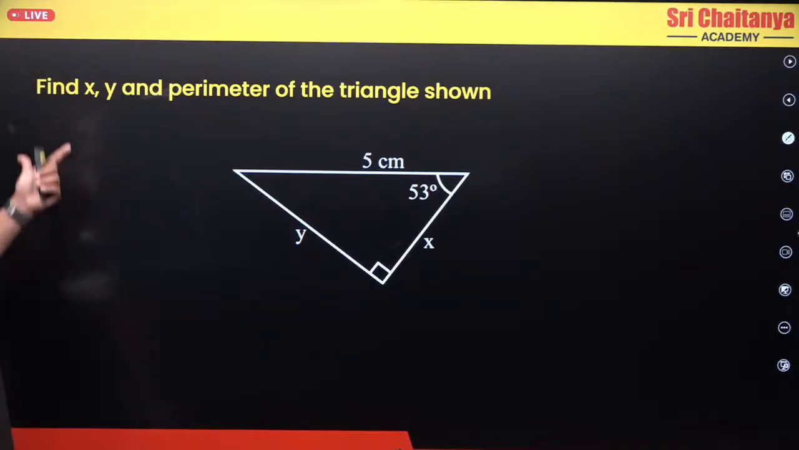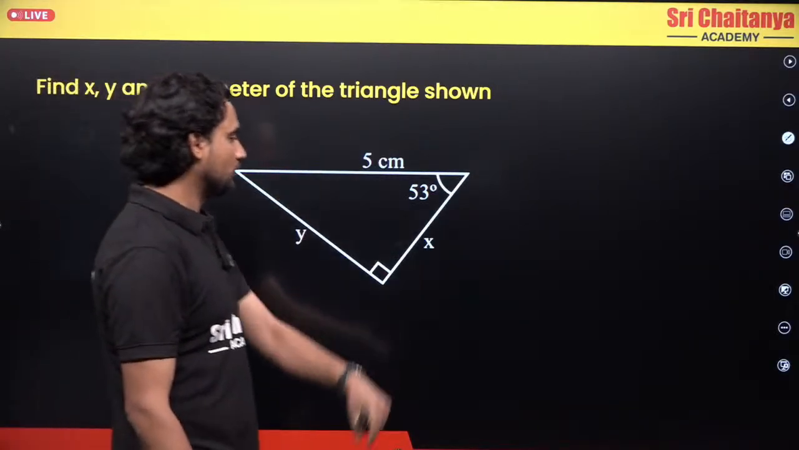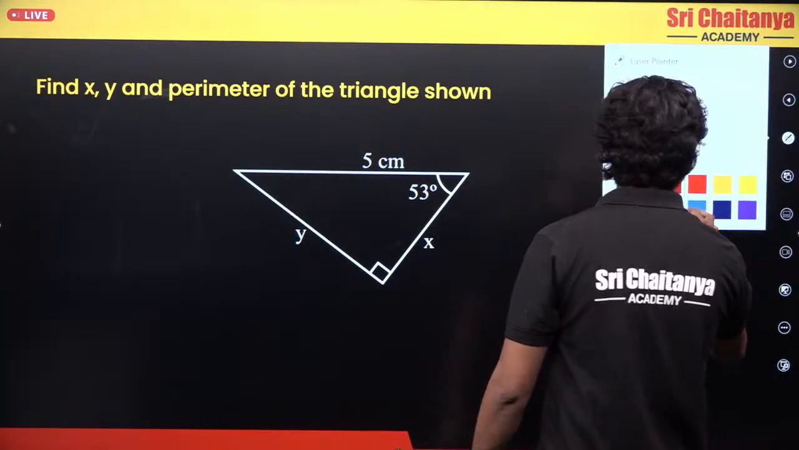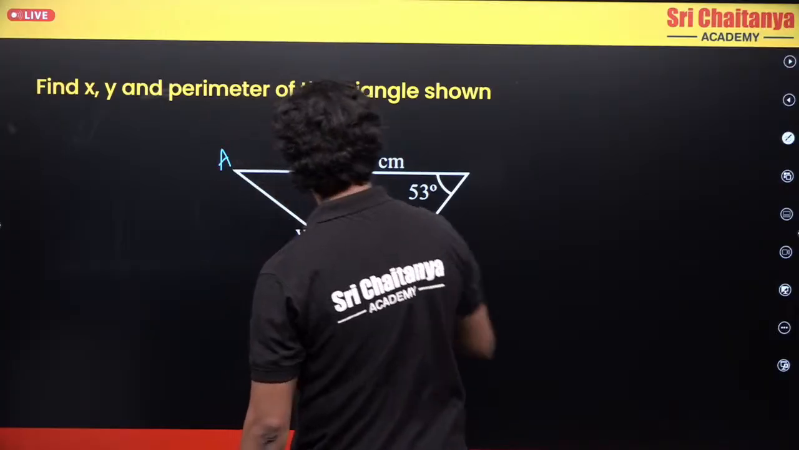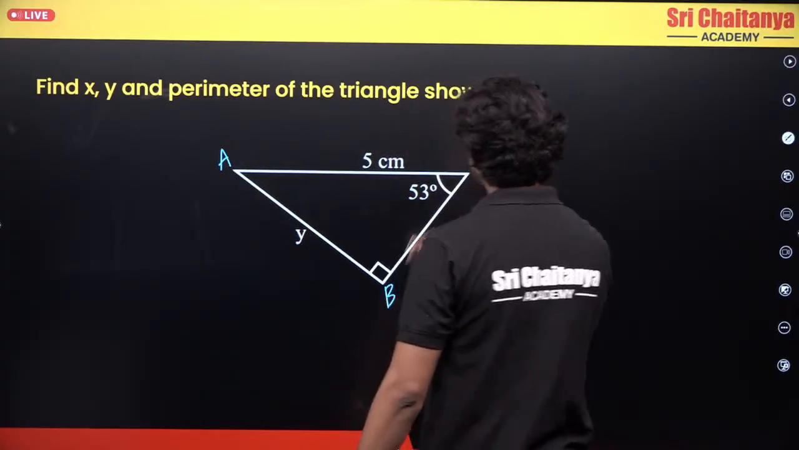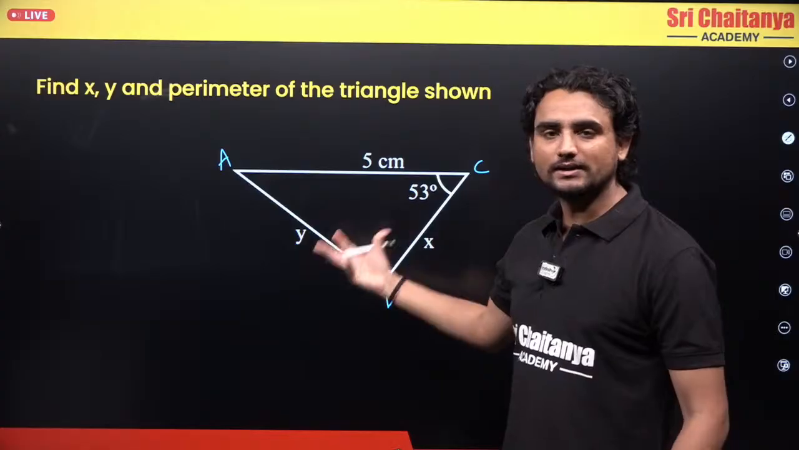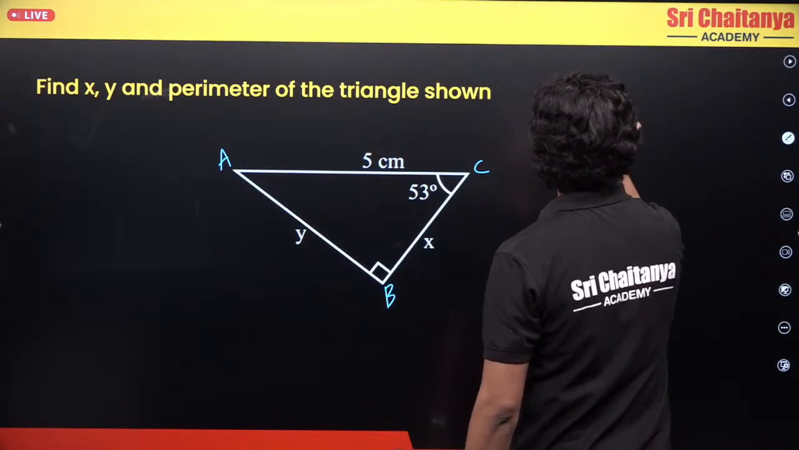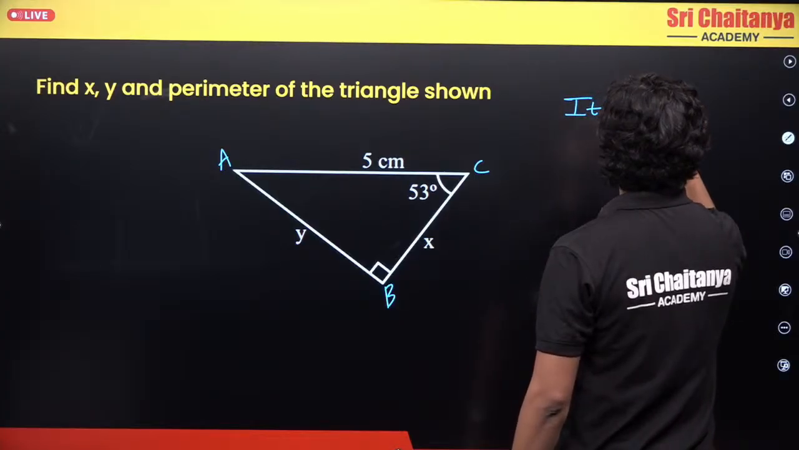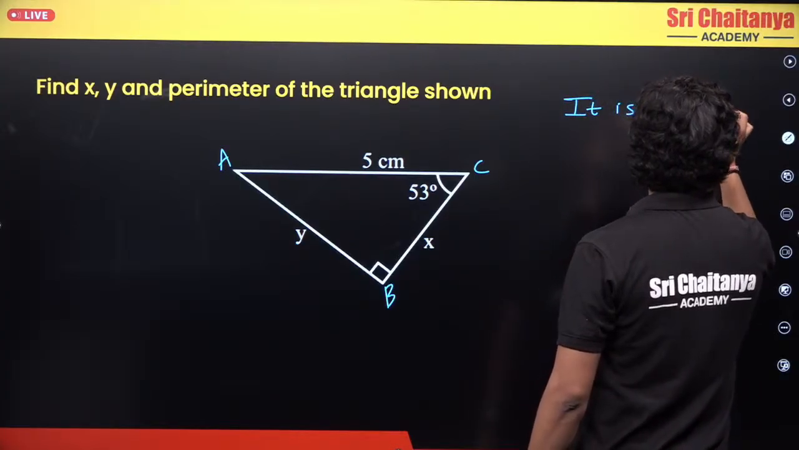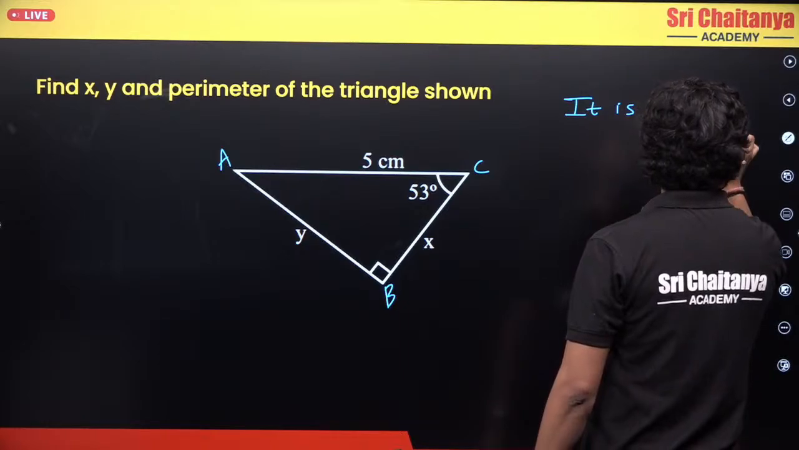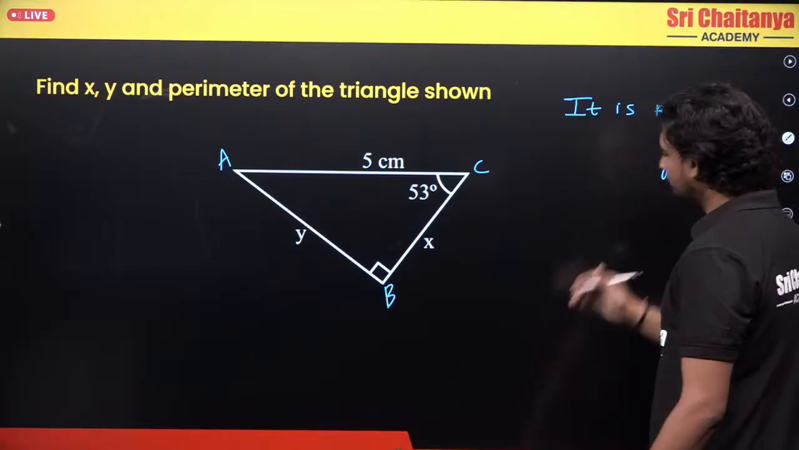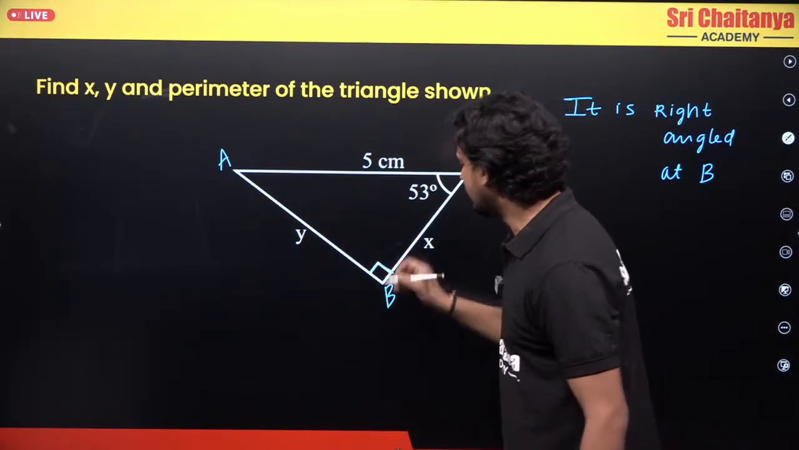In this question, find x, y and the perimeter of the triangle shown. Now for this triangle, let's mark it ABC. Let's say this is my A, this is B, and this is C. When I look at this triangle, I can say that it is right angled at B. Why is it right angled at B? At B, I have the angle to be 90 degrees.